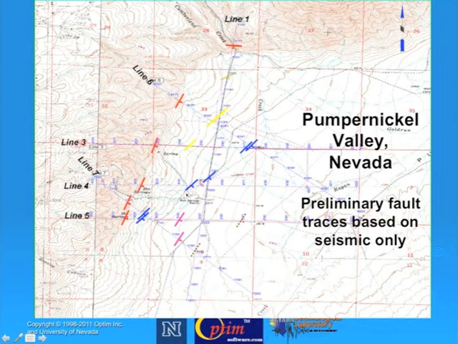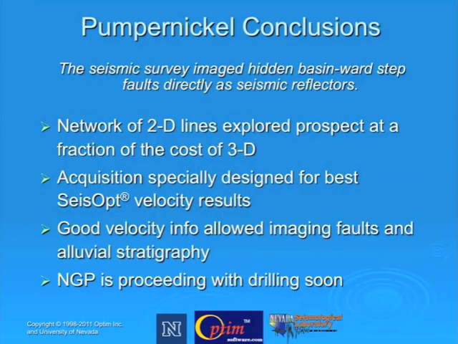Okay. Now we suspect that the blue fault is the source of the geothermal reservoir because the hot springs are above that one. They're not above the range front fault. So in Pumpernickel Valley, we've done a specialized seismic survey. It's very well imaged a hidden basin-ward step fault, and it's imaged it as a fault, as a seismic reflector. So we can start to examine faults and the reservoirs they contain in the same way that the oil industry has for years been examining stratigraphic reflections.